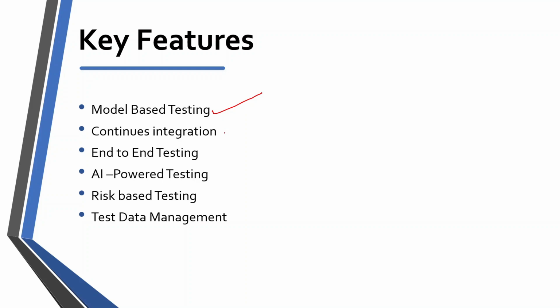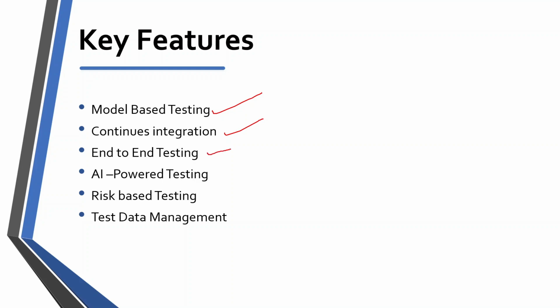The second feature is continuous integration. Tosca integrates seamlessly with CI/CD tools like Jenkins, Azure DevOps, and GitLab, and it speeds up the testing process by enabling DevOps and Agile methodology workflows. This makes it user-friendly and accessible. It helps in end-to-end testing.